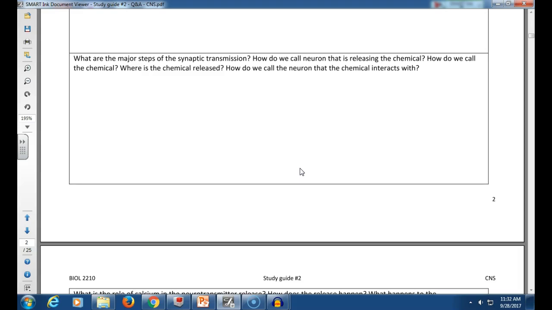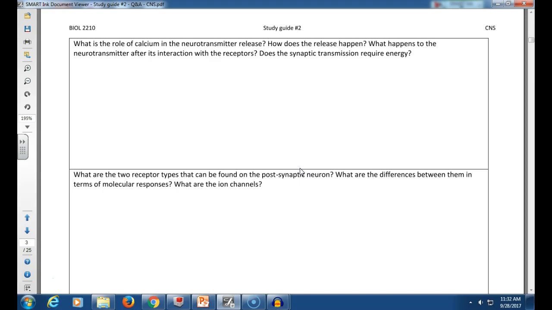Okay? What neuron is presynaptic? What is postsynaptic? What's neurotransmitter? What is the synaptic cleft, the space between those neurons? Role of calcium. Neurotransmitter is released in response to calcium influx. How it happens? Exocytosis, fusion of vesicles to the membrane. What happens to the neurotransmitter after interaction with the receptors? It's getting degraded. Know how it is getting degraded. Does the transmission require energy? Yes, it does.